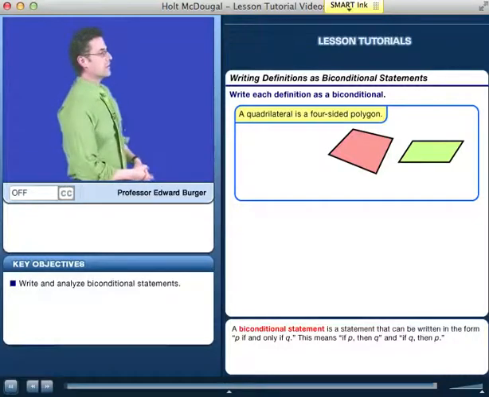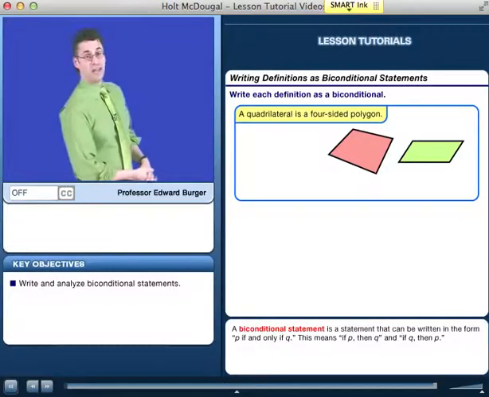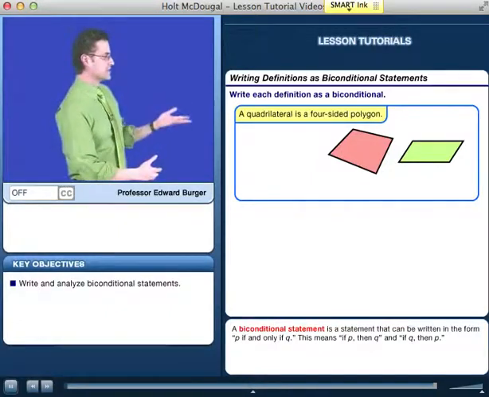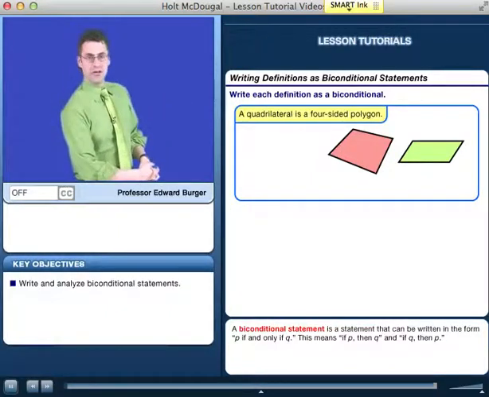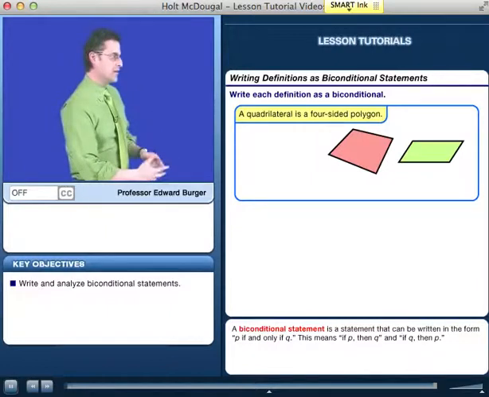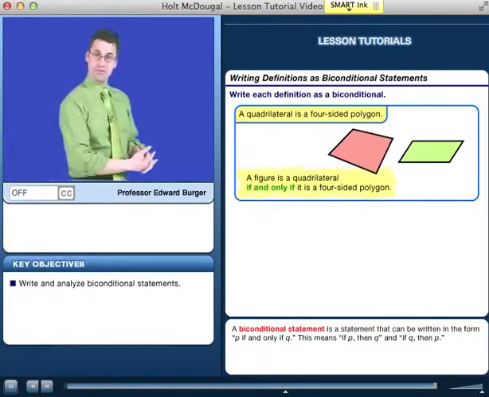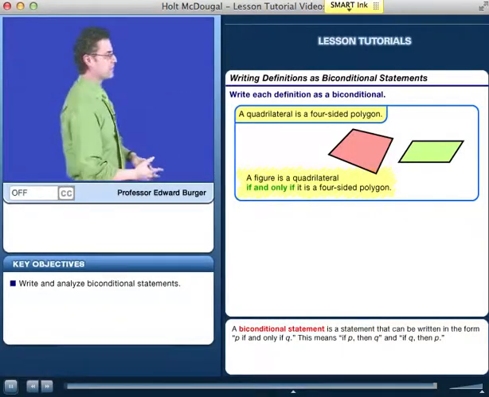A quadrilateral is a four-sided polygon. There's a definition. One way you can write that as a biconditional is we could actually say a figure is a quadrilateral if and only if it is a four-sided polygon. You see how I introduced the "if and only if" phrase? Let's take a look at one more together.